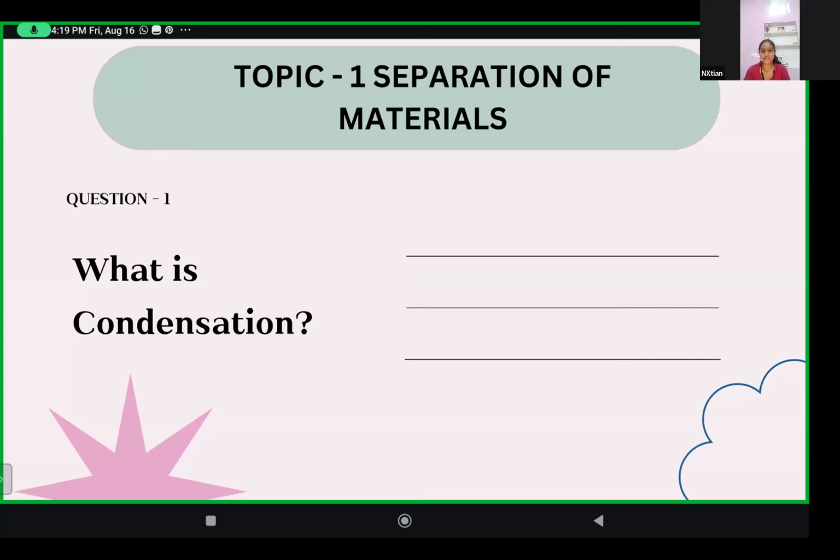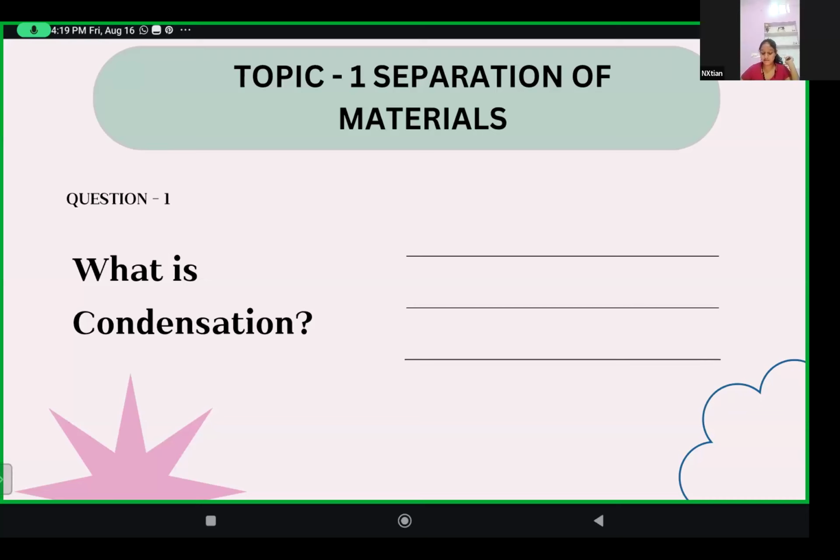So after heating, the water will rise up into the air and will flow down the tube. And since the tube will have cold water running around it, it will condense back into water. That's how you can use condensation in separation of materials in acids and water. Okay, good, Abraham. Very good.